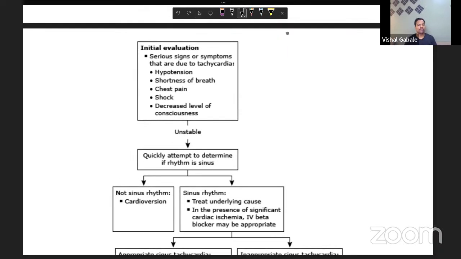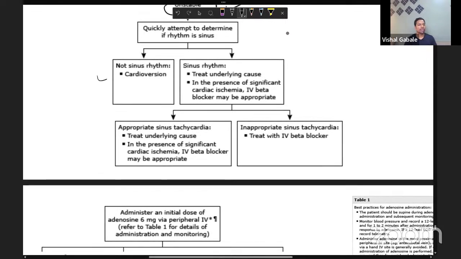So whenever you have an SVT, you just look for the symptoms. If the patient is unstable, you quickly look if the patient comes to sinus rhythm. Then if no sinus rhythm, you have to give cardioversion to this patient with the help of your defibrillator. Okay. Similarly, if the patient comes to sinus rhythm, then you have to look for the underlying cause.